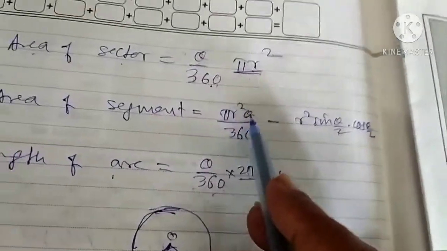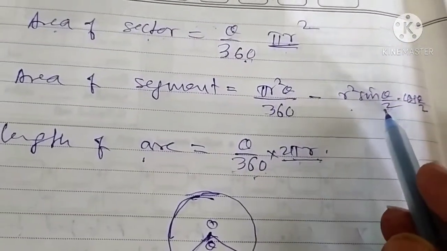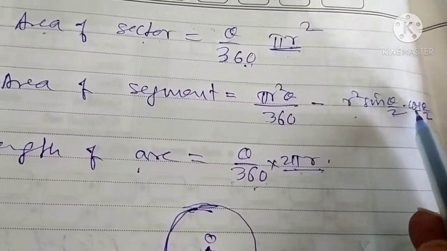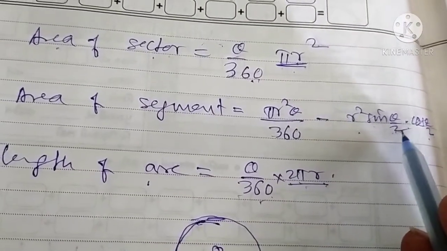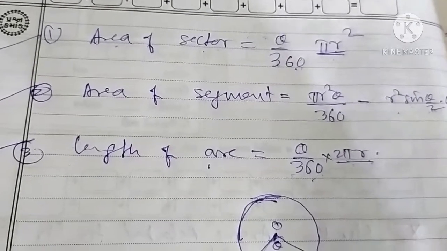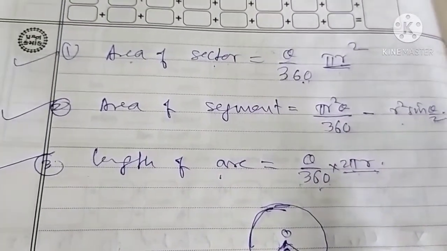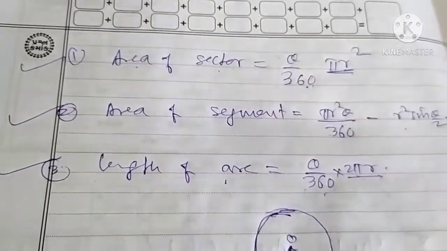That is, pi r square theta upon 360 minus r square sin theta by 2 multiplied by cos theta by 2. So 2 is not dividing sin and cos; 2 is dividing only theta. Okay? Please remember this. Watch this video properly and be ready for the numericals. I am going to continue after this formula.